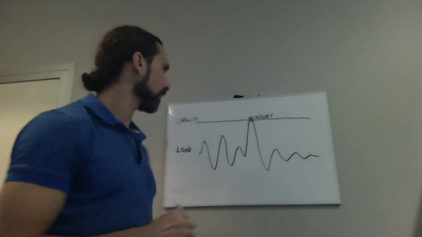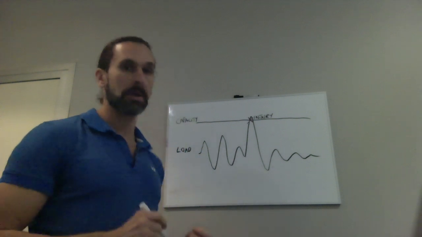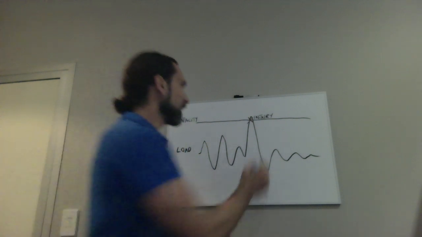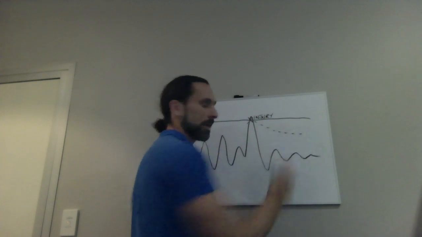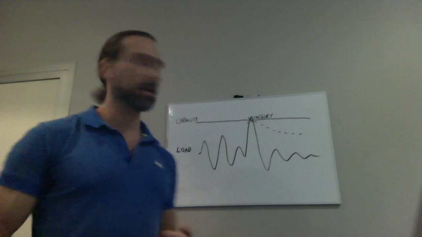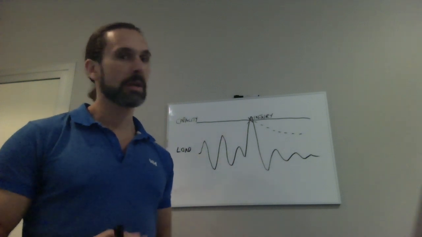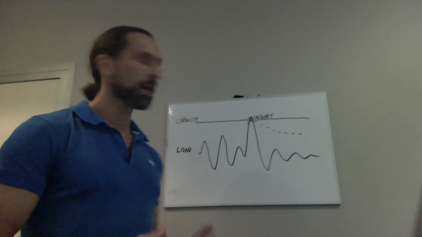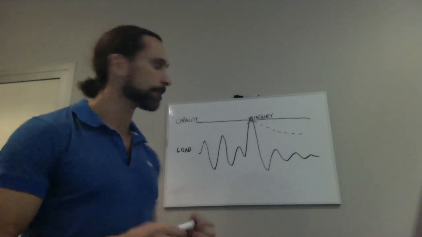Now, what happens then is the capacity of the tissue to undergo load drops significantly, and therefore, at that point, we're then more likely to create a further injury. For example, if you were to partially tear a ligament, the capacity of the ligament to undergo load becomes severely reduced, and then you're more likely to blow the ligament completely.